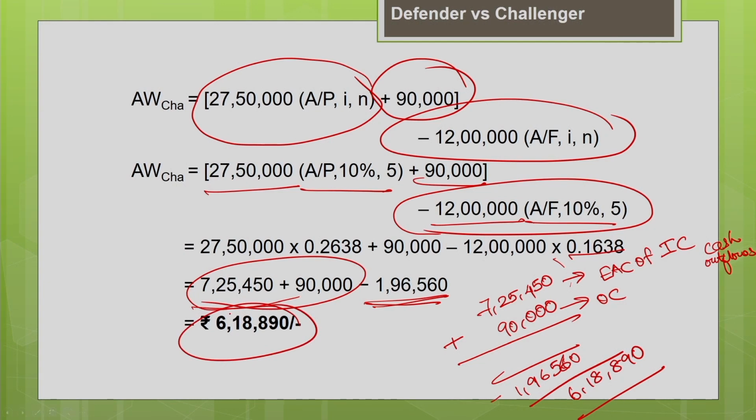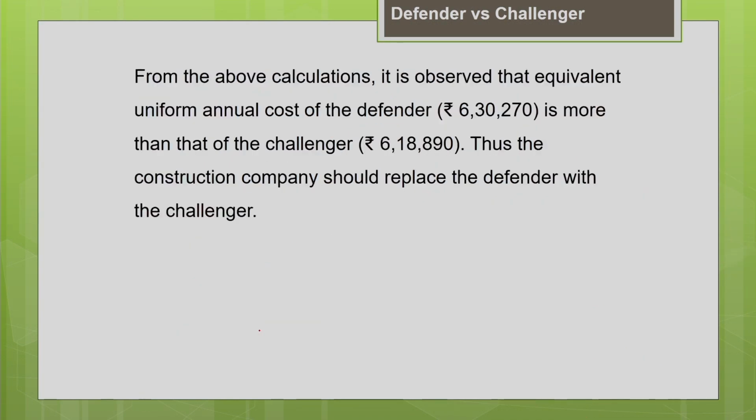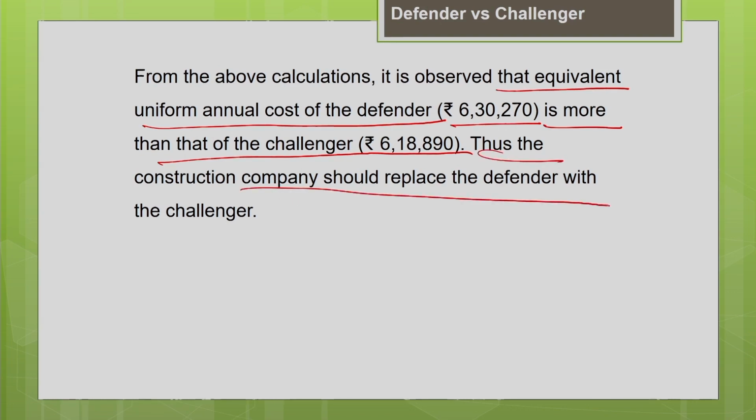So, the cost implication of holding the challenger for 5 years, the equivalent annual cost, will be 6,18,890. Now, let us compare. From the above calculations, you can find that the equivalent uniform annual cost of the defender is 6,30,270. So, it is more than that of the equivalent annual cost of the challenger, which is 6,18,890. Hence, it is advisable to replace your defender with the challenger. So, the construction company should replace the defender with the challenger. So, this is the decision made.